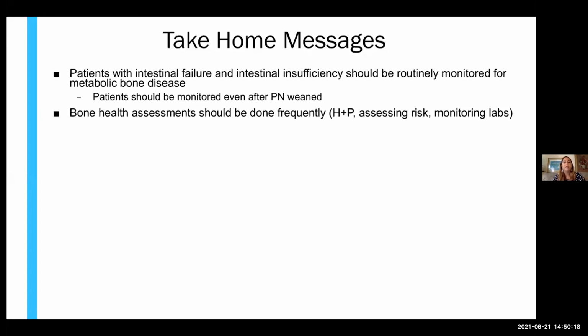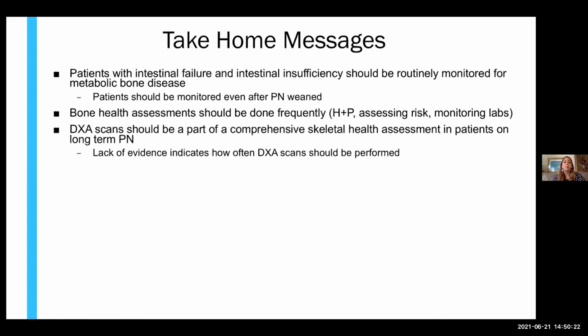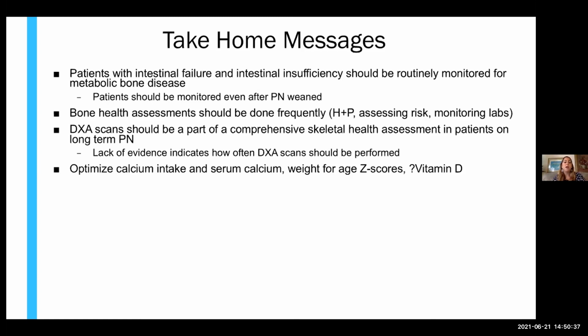So looking at your history and physical exams, assessing the risk, monitoring baseline labs. DEXA scans should be part of a comprehensive skeletal health assessment in all patients on long-term parenteral nutrition. We don't have evidence to indicate how often these DEXA scans should be performed, but again, we start doing them at age 4 to 5 and then repeating them every 1 to 2 years thereafter. We want to optimize calcium intake, serum calcium levels, optimizing our weight for age Z-scores. And again, I find it hard to believe that vitamin D status does not play a role. So I think we should optimize vitamin D status and make sure that we're keeping patients at normal levels.